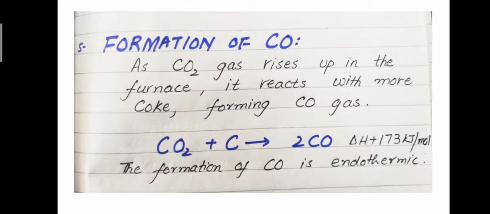Step 5. Formation of carbon monoxide. As carbon dioxide gas rises up in the furnace, it reacts with more coke, forming carbon monoxide gas. Carbon dioxide reacts with carbon to produce carbon monoxide gas. The formation of carbon monoxide is an endothermic process.